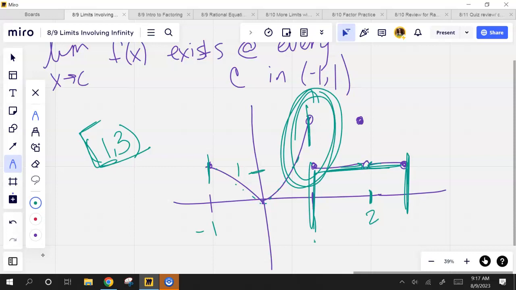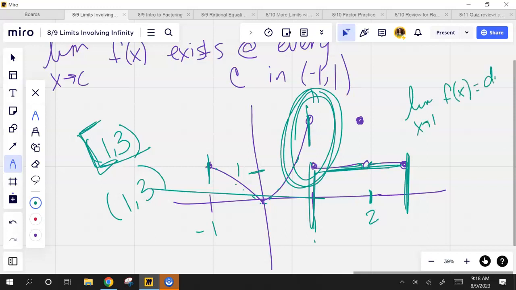I didn't realize that's what y'all were. That's where you were. Okay, yeah. So this would be a no, but this would be a yes. Because at that 1 point, the limit as x approaches 1 does not exist, because from the left, it's different than from the right.